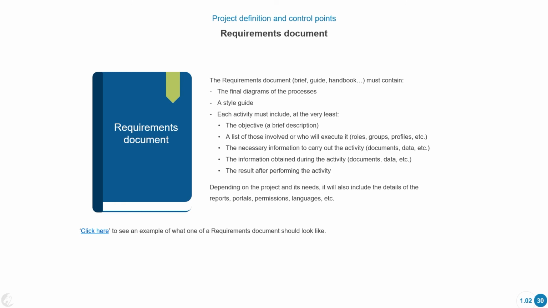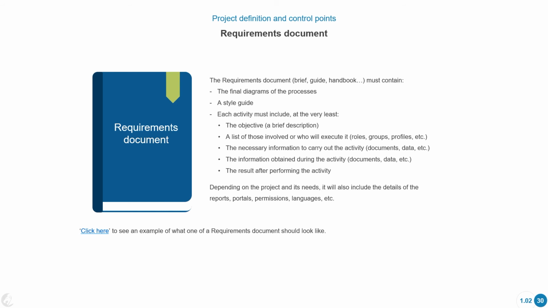Let's say it could be a task or a notification. If it's a task, we need, for example, the objective of the task, a brief description of what that person is going to perform in that task, and a list of those involved or who's going to execute it. Is it going to be performed by one person, by a group of people, by a profile, maybe all the people who are blonde in the company? So we have to know who's going to be performing these activities.